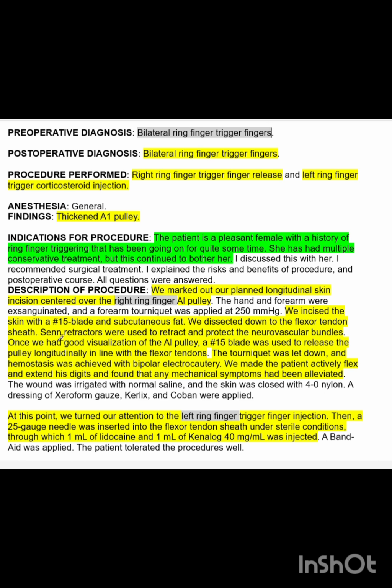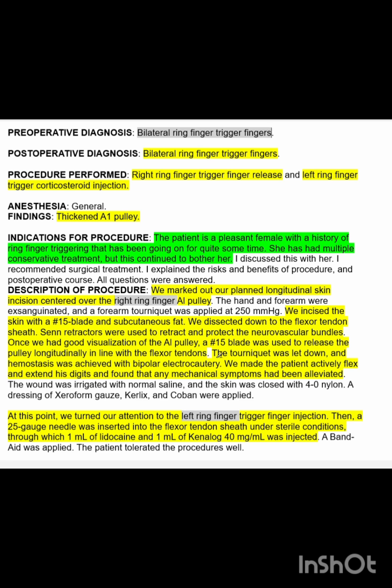We dissected down to the flexor tendon sheath, of course. He reaches to the tendon sheath. Retractors were used to retract and protect the neurovascular bundles. Once we had good visualization of the A1 pulley, a 15 blade was used to release the pulley longitudinally in line with the flexor tendons. I just showed you how they incise the A1 pulley. They make a cut on the A1 pulley. The tourniquet was let down and hemostasis was achieved.